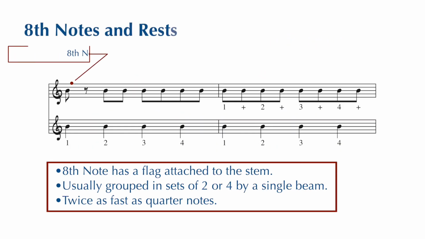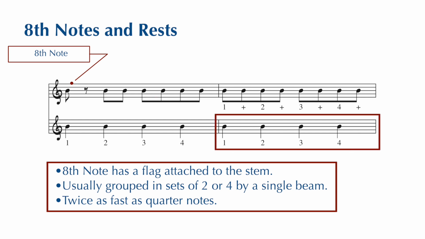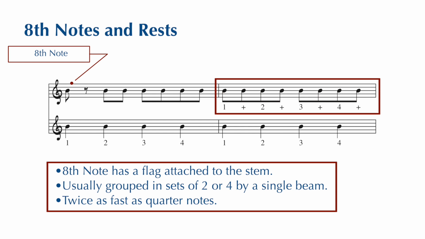An eighth note looks like a quarter note, except it has a flag attached to the stem. Usually, you'll see eighth notes grouped in sets of 2 or 4 attached by a single beam. Eighth notes are twice as fast as quarter notes. So while quarter note is 1, 2, 3, 4, eighth note is 1 and 2 and 3 and 4 and.